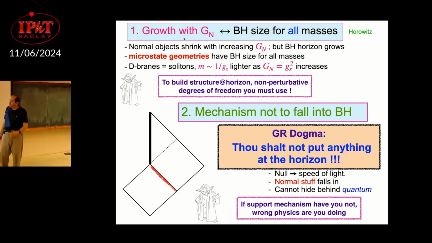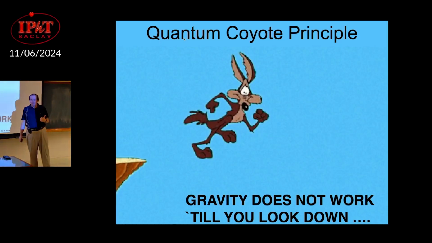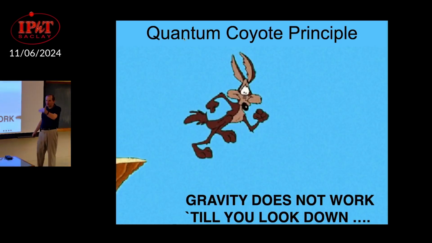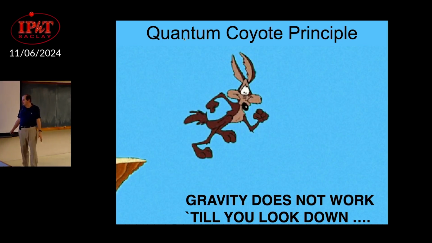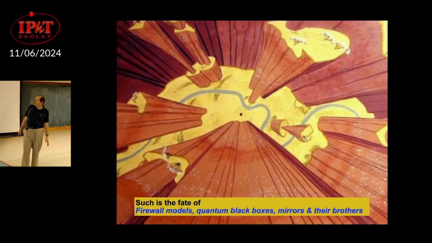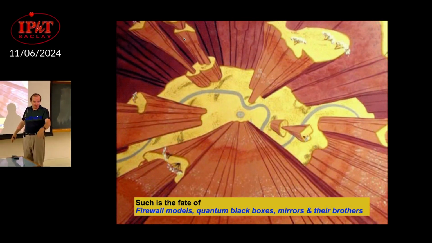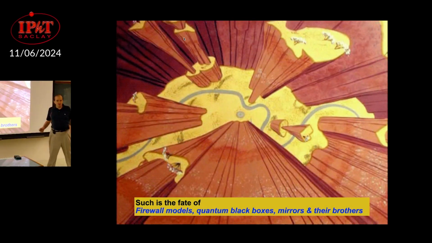And again, this is stolen from Nick's slide. If you don't have a support mechanism, you're a bit like this Wile E. Coyote, who is essentially saying that gravity doesn't work until you look down. So this guy keeps on running and goes off the cliff here, and then at some point looks down and says, gravity, poof. But before that, it doesn't work.